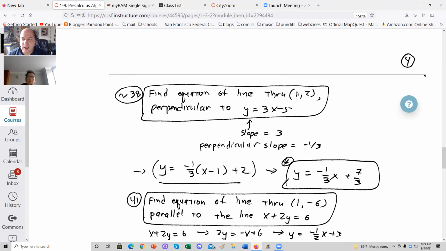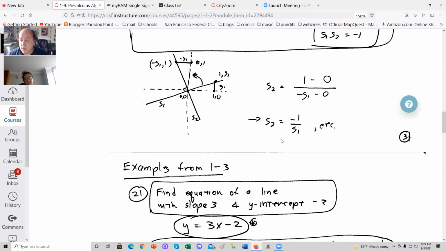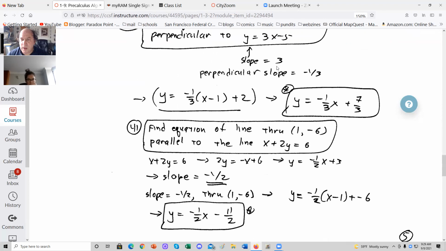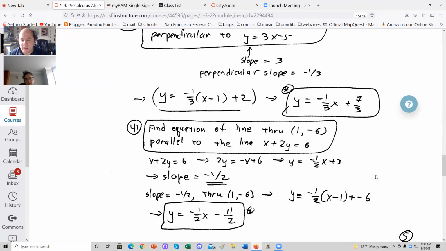Here's one. Find the equation of a line through 1 by 2 and perpendicular to the line y equals 3x minus 5. Now, this line has slope of 3. So the perpendicular slope is negative 1 over 3, because perpendicular lines have negative reciprocal slope. So there's a slope of negative 1/3. It goes through 1 by 2. So y equals minus 1/3, that's the slope, times x minus this one, all that plus 2, this 2. After some light algebra, y equals minus 1/3 x plus 7/3.